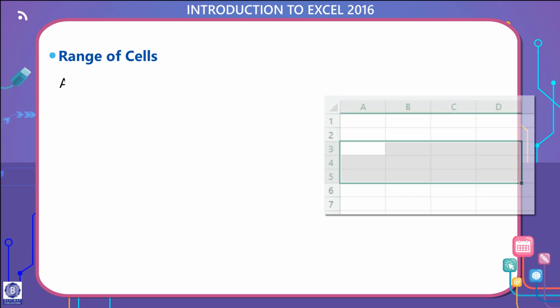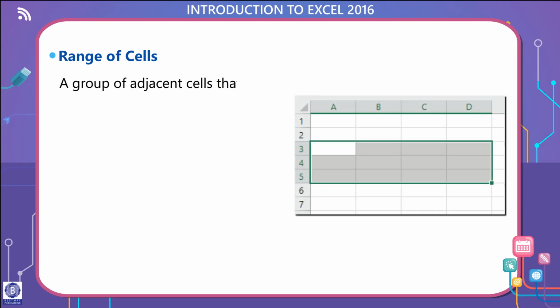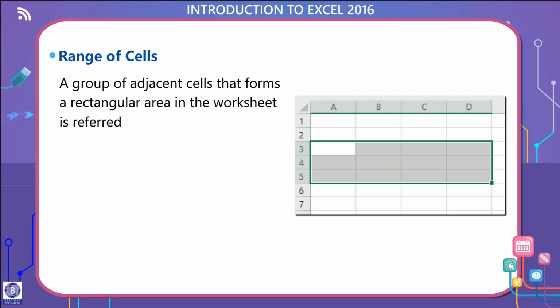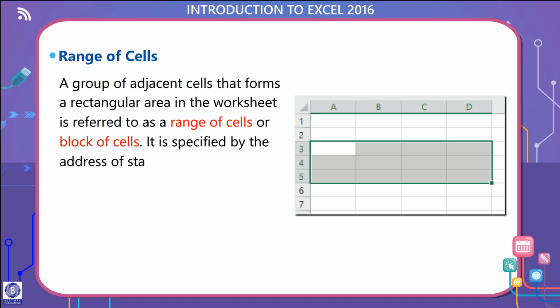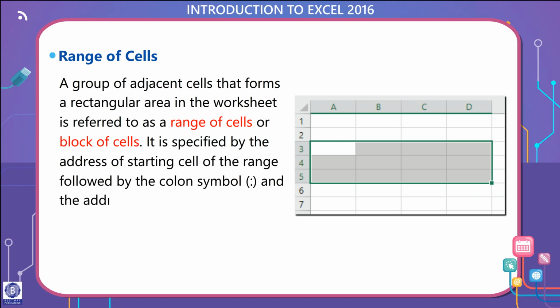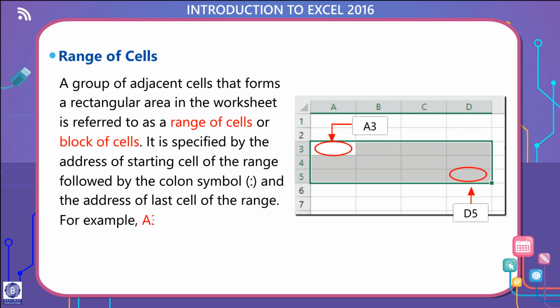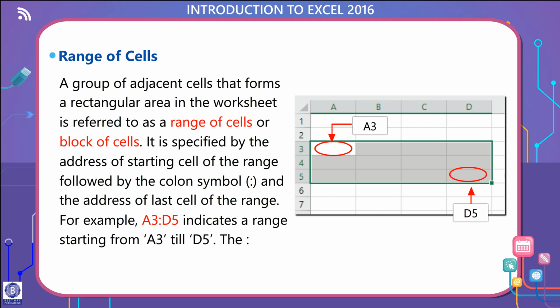Range of cells. A group of adjacent cells that forms a rectangular area in the worksheet is referred to as a range of cells or block of cells. It is specified by the address of starting cell of the range followed by the colon symbol and the address of last cell of the range. For example, A3:D5 indicates a range starting from A3 till D5. The colon symbol is called the range indicator.